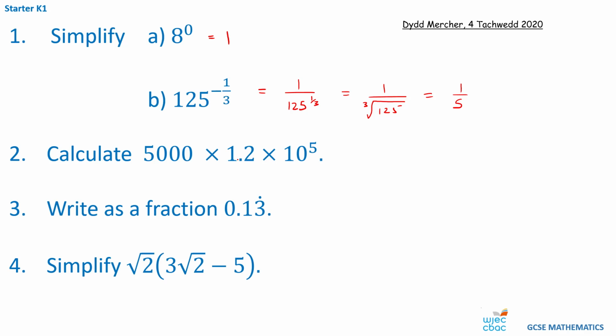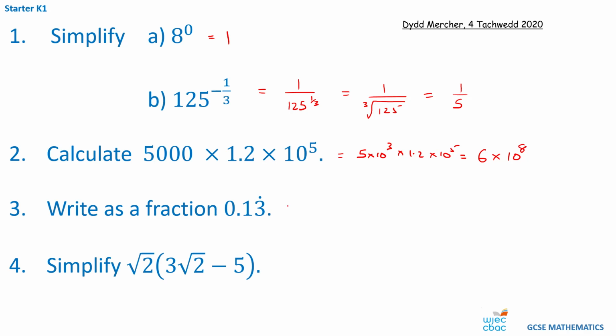Calculate 5,000 times 1.2 times 10 to the power of 5. So if we put both of them in standard form, that means it'll be 5 times 10 to the power of 3 times 1.2 times 10 to the power of 5. So we do the numbers first. 5 times 1.2 gives me 6, times 10 to the power of 3 add 5 is 8.